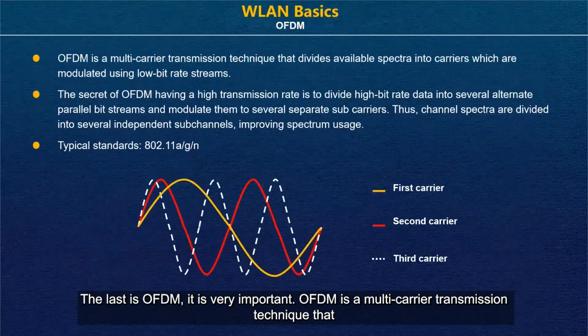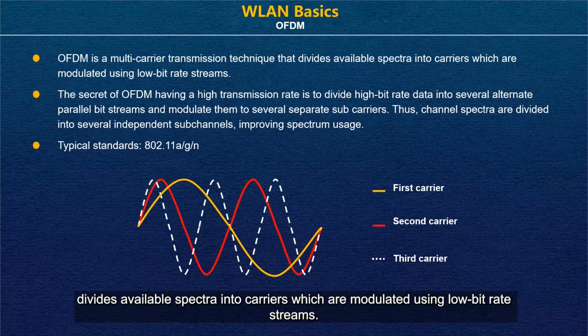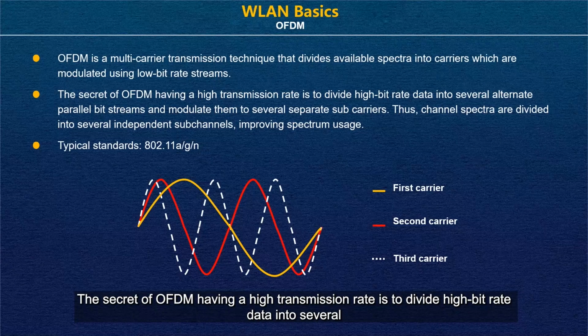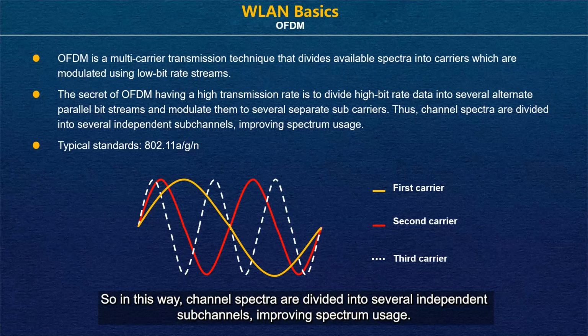Okay, the last is OFDM. It's very important. OFDM is a multi-carrier transmission technique that divides available spectra into carriers which are modulated using low bit rate streams. The secret of OFDM having a high transmission rate is to divide high bit rate data into several alternate parallel bit streams and modulate them to several separate sub-carriers. So in this way, channel spectra are divided into several independent subchannels, improving spectrum usage.